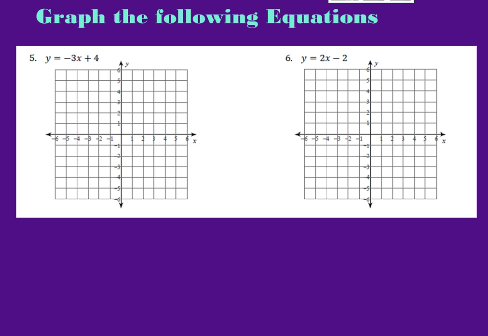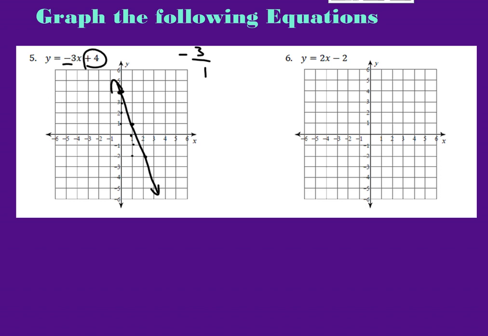Now, working backwards here. They give you the equation. Let's graph the line. So my y-intercept is 4. Let's start there. Negative 3 as a fraction is negative 3/1. So that means I'm going to go down 3 over 1. There's the next point. Down 3 over 1. There's my next point. That's what it should look like.